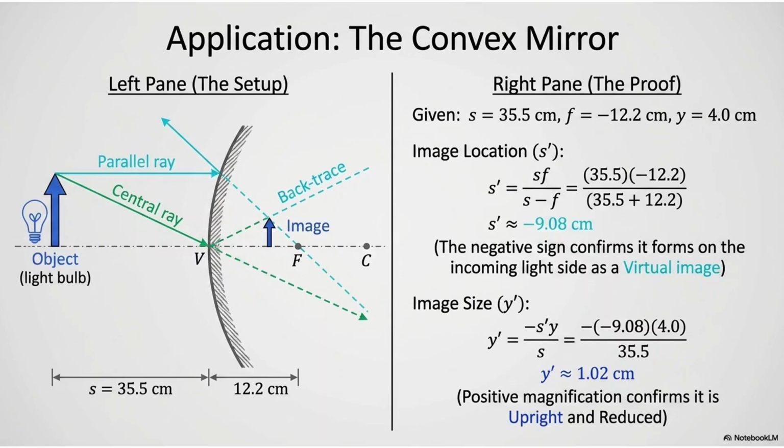Which means it's a virtual image, right? Because it's negative, it's on the incoming light side. Yep, it forms behind the glass. And the magnification tells us it's upright and reduced to just about 1 centimeter tall.